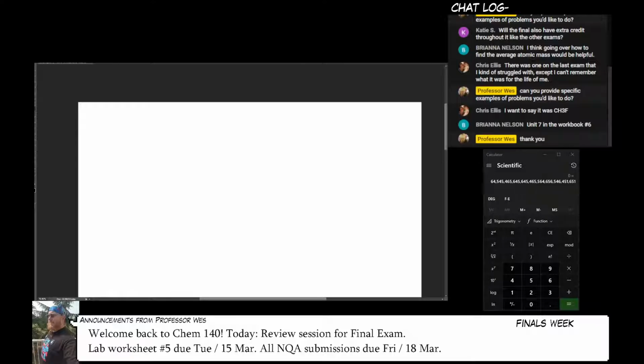If I were to make up a problem for average atomic mass, I would pause the stream and come back in an hour. That's how long it takes to write these problems, because I have to pick numbers that work. I have to do the calculation forwards, then do it backwards to make sure that it works, and that takes time. So please find specific problems that resemble what it is that you would like me to go over.